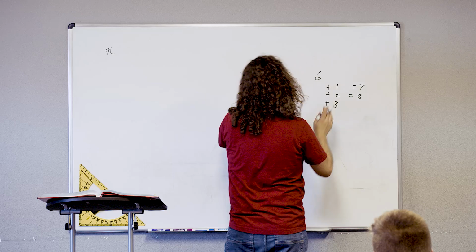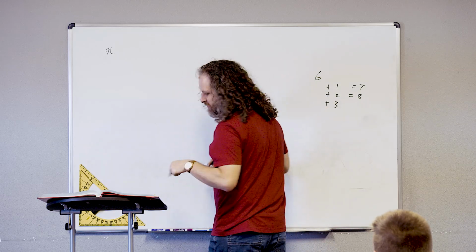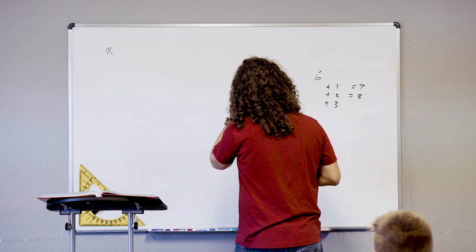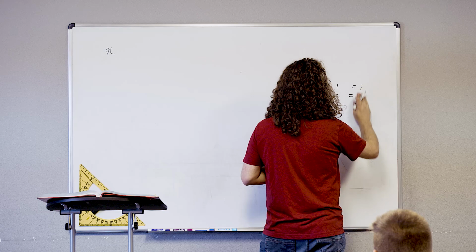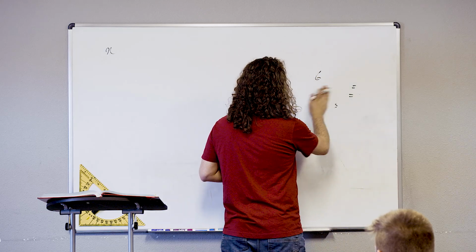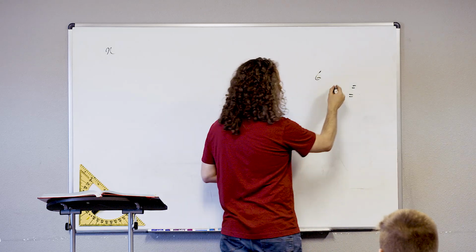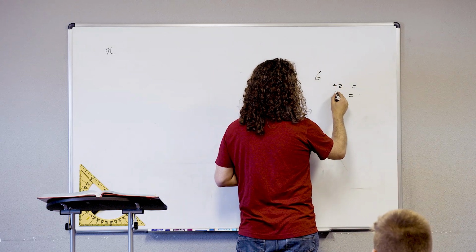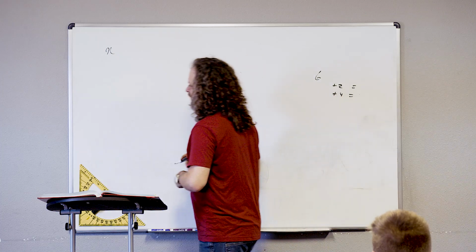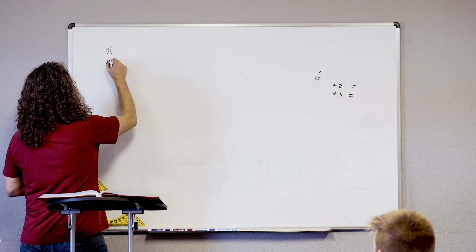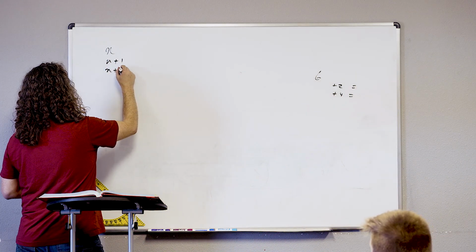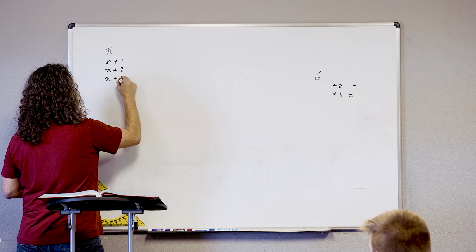Add 3. Now, if we wanted even integers like 26, then if I wanted to get the next even integer, what would I have to do? Plus 2. And then plus 4. Okay? So going back here, the first integer is n, the next one will be n plus 1, the next one will be n plus 2, the next one will be n plus 3, right?